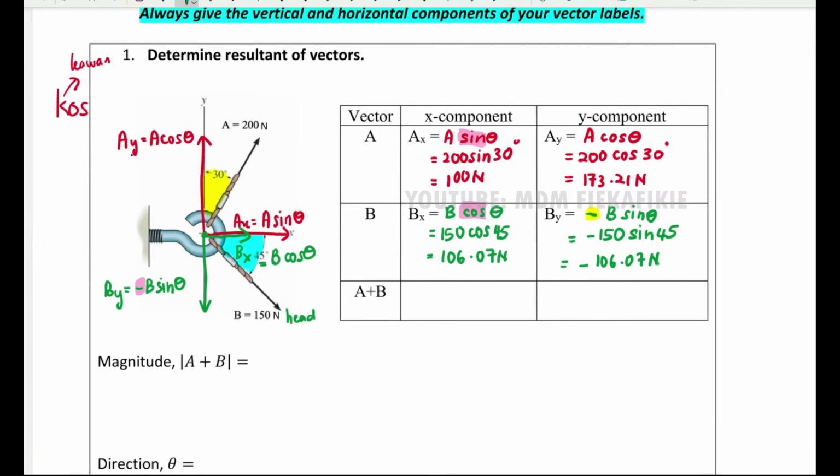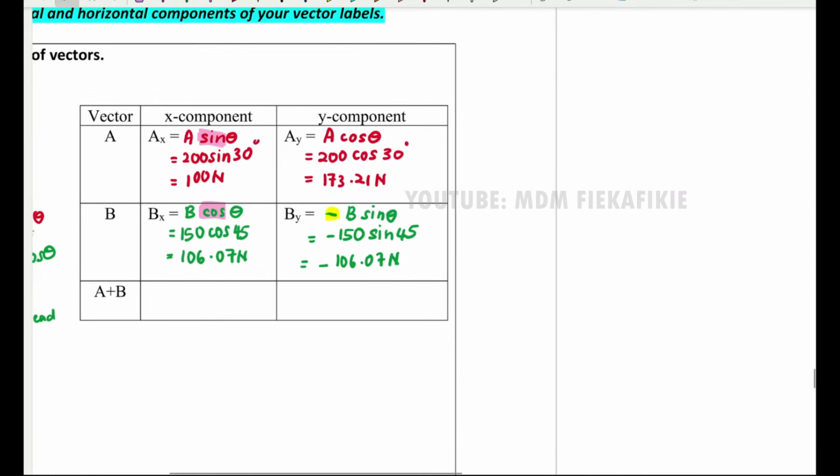Jangan salin saja, okay? Alright, next part kita nak kira resultant vector. Okay, bila kita nak kira resultant vector, kita akan kira dia punya magnitude dulu. Magnitude of resultant vector.